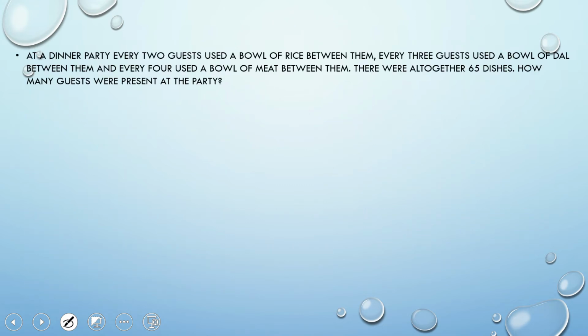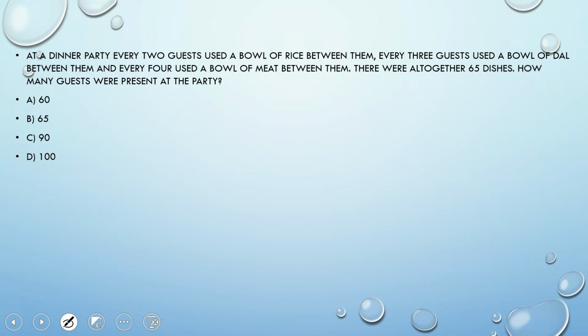Next question you have, at a dinner party, every 2 guests used a bowl of rice between them, every 3 guests used a bowl of dal between them, and every 4 guests used a bowl of meat between them. There were altogether 65 dishes. How many guests were present at the party? Okay, let's read the options. A 60, B 65, C 90, and D is 100.